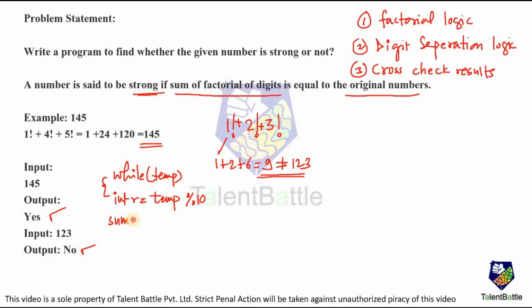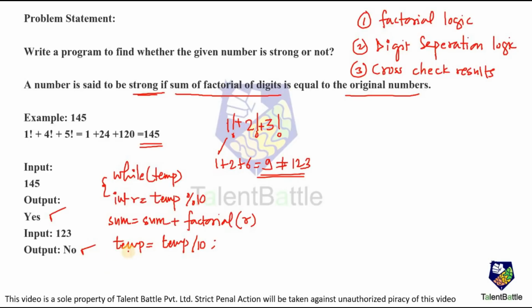Then take some variable that will be on the basis of the current value of sum, plus you can have a factorial functionality, and pass this remainder value to calculate the factorial, because this will give me a digit, and that digit's factorial we have to calculate. So I will pass this as an argument to the factorial function. After the completion of the factorial, I have to separate out the digits. So I will be applying normal division logic, temp by 10, in this case.